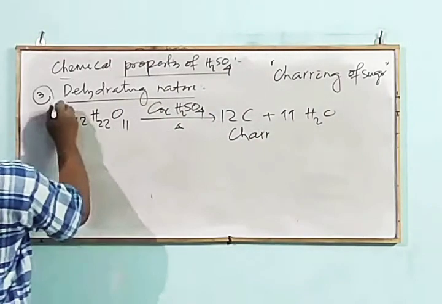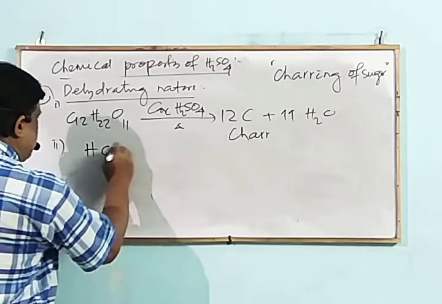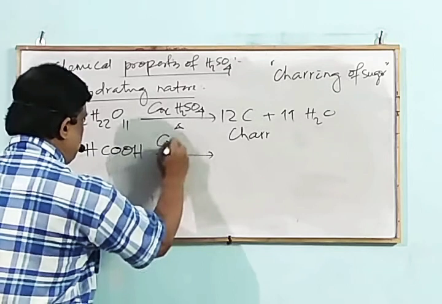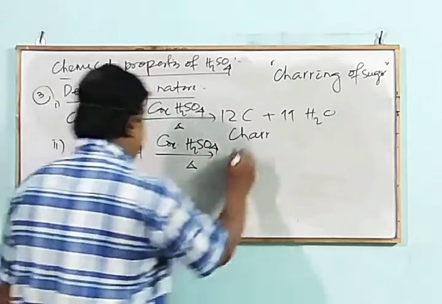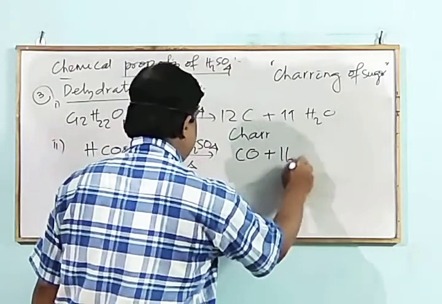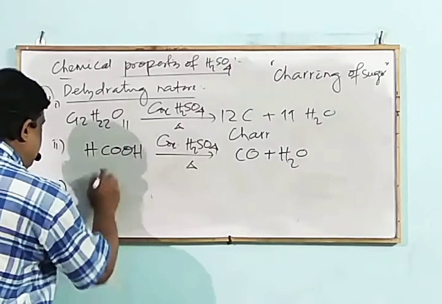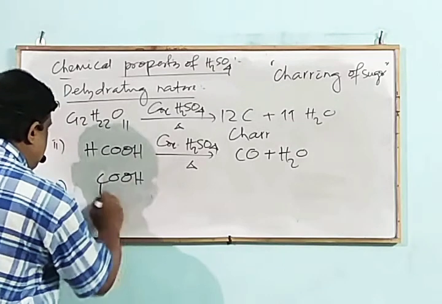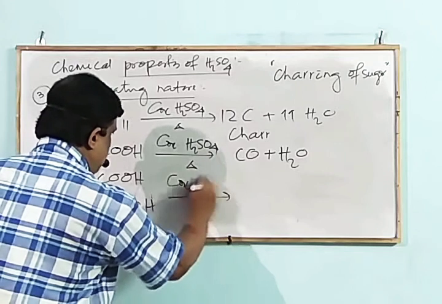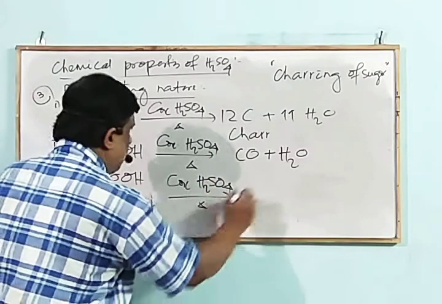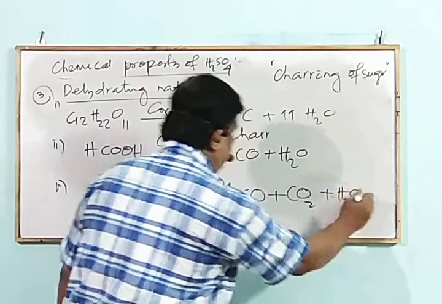Another example, second example, formic acid HCOOH with concentrated sulfuric acid forms carbon monoxide plus water. Next is oxalic acid, COOH, with concentrated sulfuric acid forms carbon monoxide plus carbon dioxide plus water.